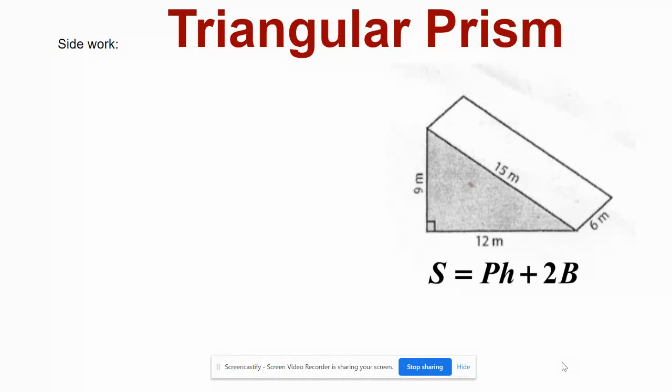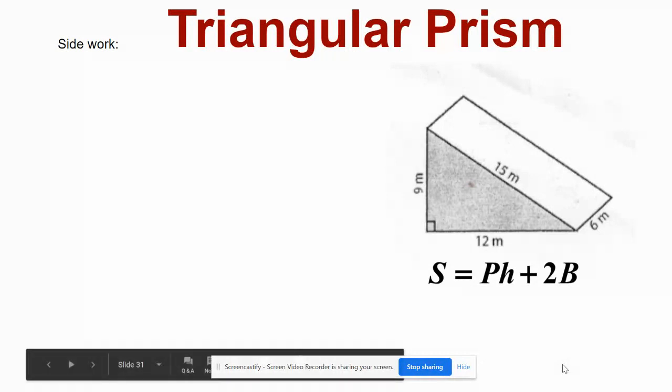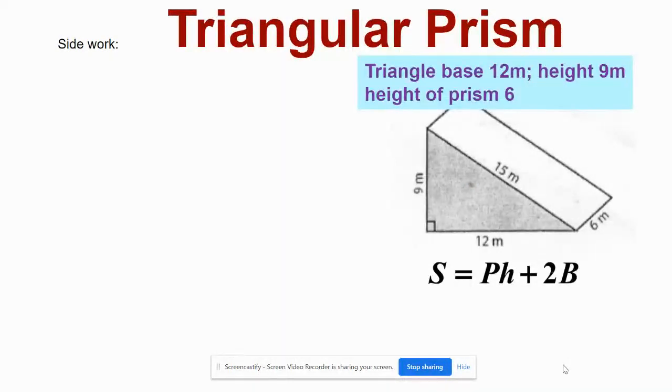Example 2. We have our triangular prism, and most of the time the triangle is going to be resting on the rectangular face. It doesn't mean that's the base. The base has identical twins, and since this is a triangular prism, then the base is going to be a triangle. So now we're going to find the values of our variables.